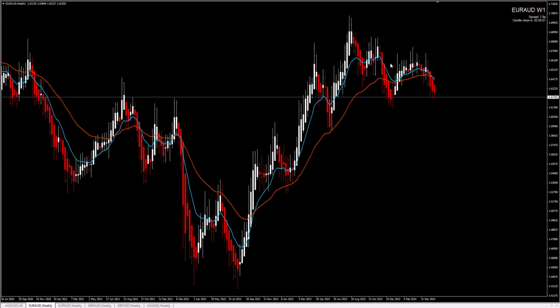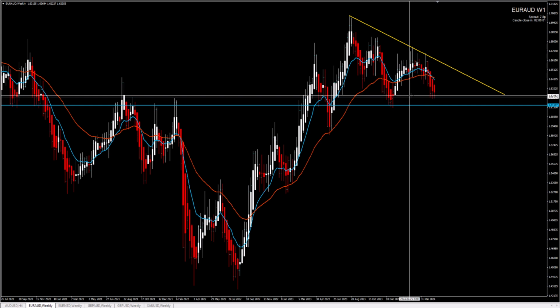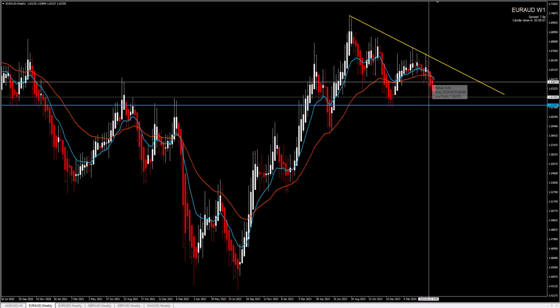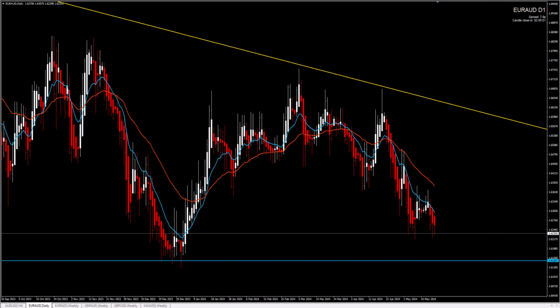EURAUD is the next one, and it's still pushing down. We have this support zone, we also have this trend line, so we see that on the weekly chart we are in a wedge. Price is making volatility. We have this previous bottom support zone. Now what is happening? Price made this retracement and it's still pushing down.